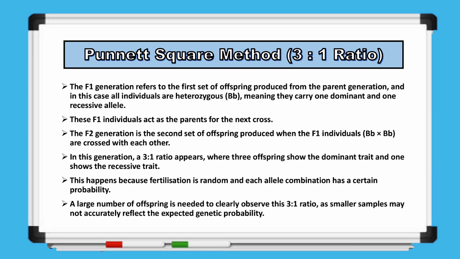This occurs because fertilization is random, and each possible allele combination has a certain probability of occurring. A large number of offspring is needed to clearly see this 3-to-1 ratio, because small samples may not always reflect the expected genetic pattern accurately.